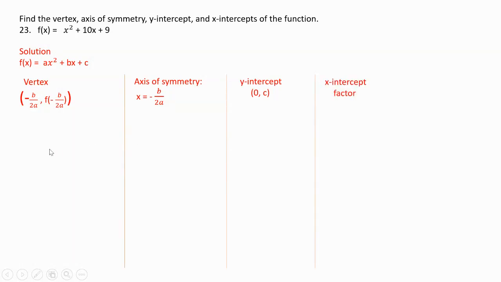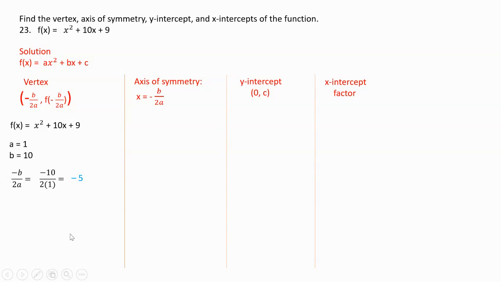Okay, now let's find the vertex. So we have to know what the a is. My a is 1 and my b is 10. So let's plug them in there. My b is 10 and my a is 1, so this is going to give us negative 10 over 2, which gives us negative 5. So my x part of the vertex is negative 5.